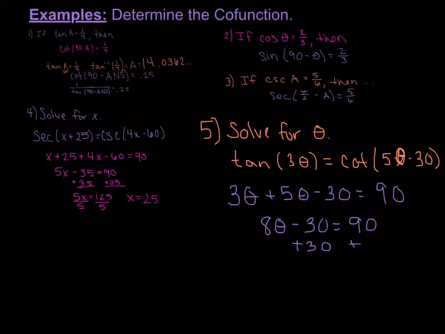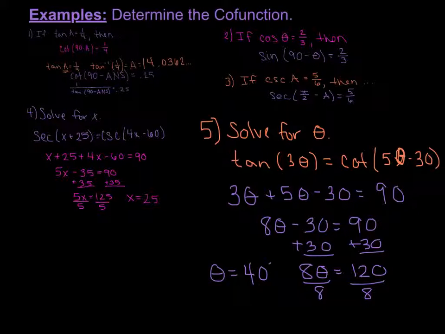Add 30 to both sides. 8 theta equals 120. Divide by 8. So I would get theta is equal to 40 degrees. Remember, you're finding an angle, so it would be degrees for both of these: 25 degrees and 40 degrees.